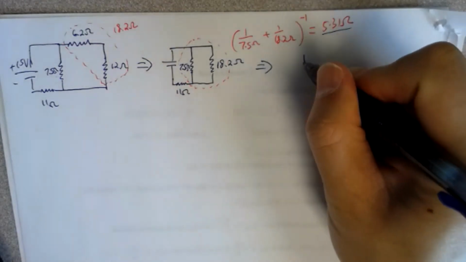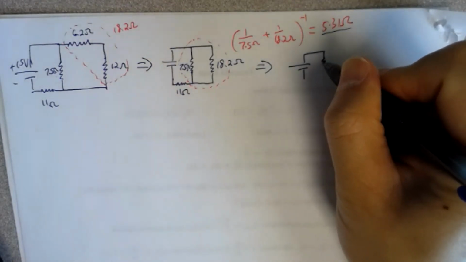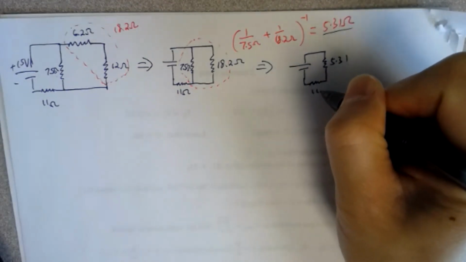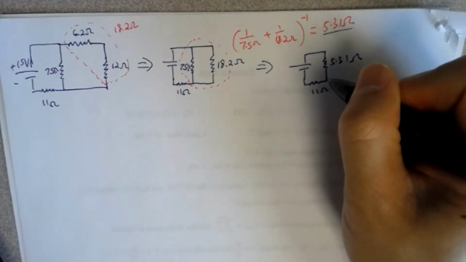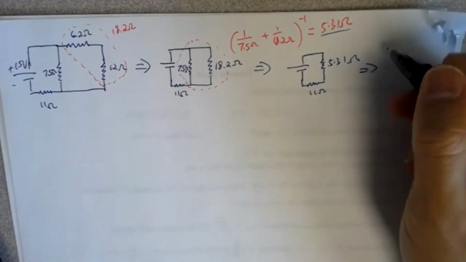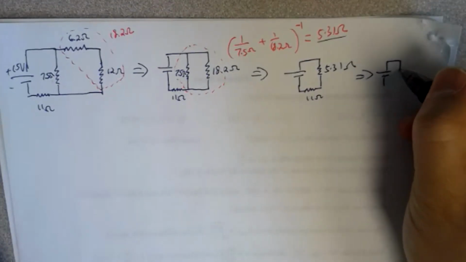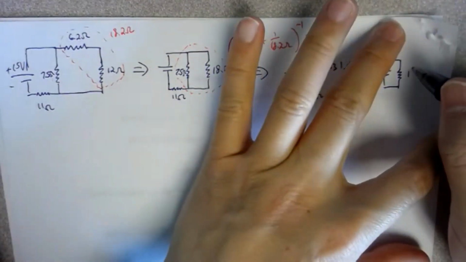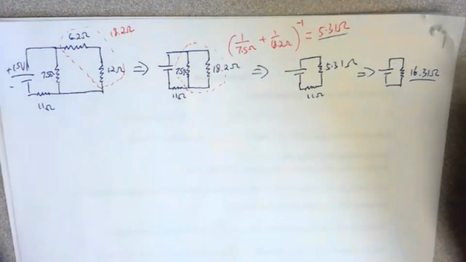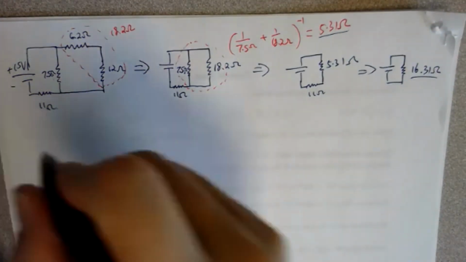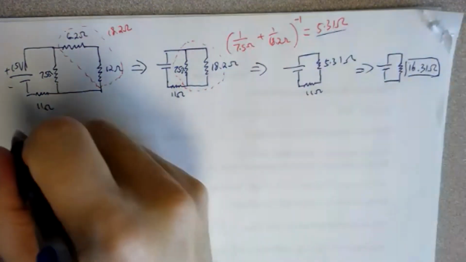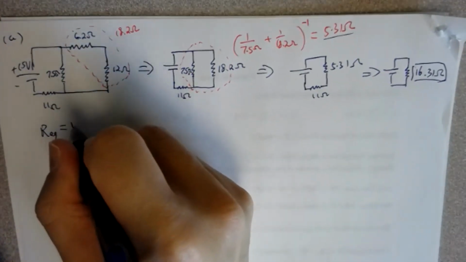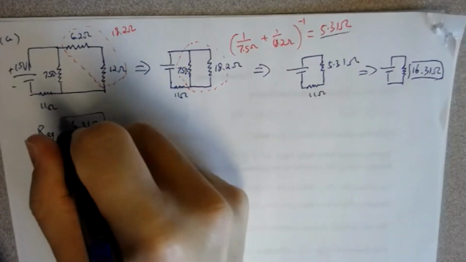So this becomes 5.31 and then 11. These two are now just in series, right? So then you will add them up. So that becomes just a battery connected to a simple equivalent resistor of 16.31 ohms. All right, so then the equivalent resistance for the whole circuit will be this. So for part A, Req is equal to 16.31 ohms only.